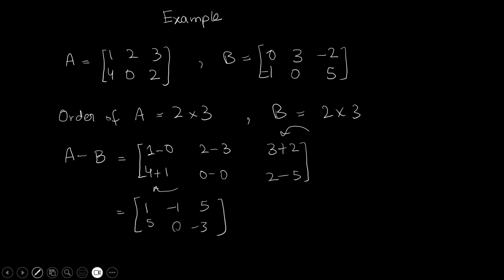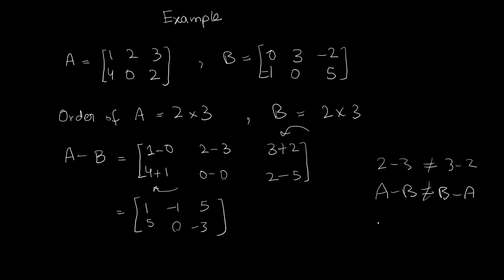Now, similar to integer addition or subtraction, 2 minus 3 is not equal to 3 minus 2. The same happens in the case of matrices: A minus B is not equal to B minus A. But you can take a negative sign common. So A minus B is equal to minus B plus A, and if you take the minus sign common, it would be minus, B minus A. So A minus B is equal to negative times B minus A. That works here.